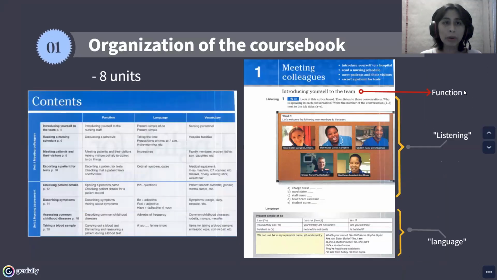First, I would like to talk about the organization of the course book. The content is divided into 8 units, and each unit works with 4 functions. These functions are presented as subheadings, and they have their own sections that develop different macro abilities. For example, here we have the listening, and sometimes these sections provide grammatical explanations. Here we have the section language, for example.